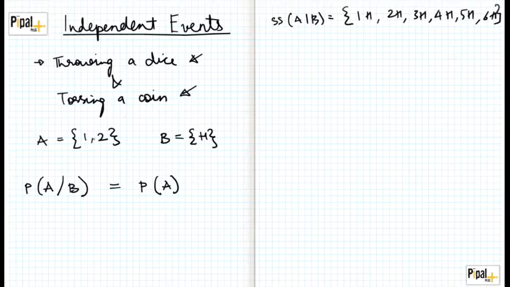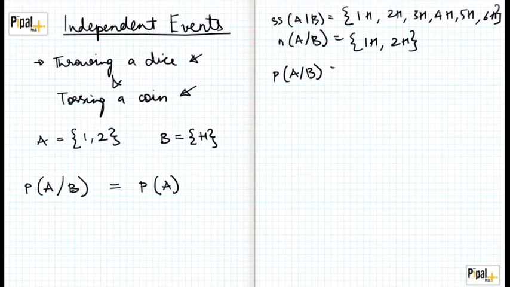How about A given that B has already happened? The number of elements in A given that B has already happened is going to be, we are going to need 1 and 2 as the first elements in all possible outcomes. So we have 1H and 2H qualifying for A given B, right? So the probability of A given B is given by the number of elements, 2, divided by 6, which is 1 by 3. So the probability of A given B is 1 by 3.